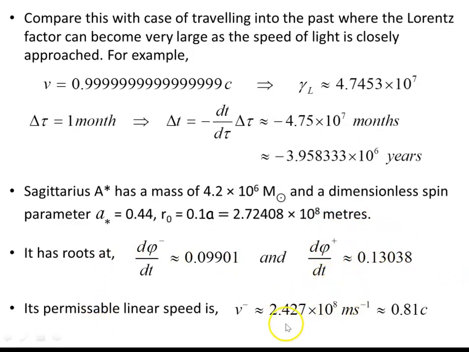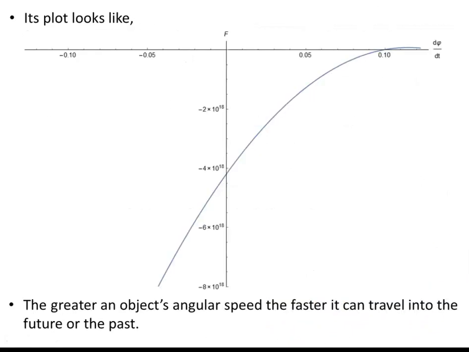Its permissible speed is 2.427 times 10 to the 8 meters per second, about 81% the speed of light. Okay, its plot looks like this. Now we can have arbitrarily large values in the negative direction, traveling backwards in time, but there's an upper limit on how far or how fast we can move into the future because of this intercept here. The actual speed of light is up to here. That's where the domain ends. But there's a whole region that's not accessible because world lines are not time-like here.